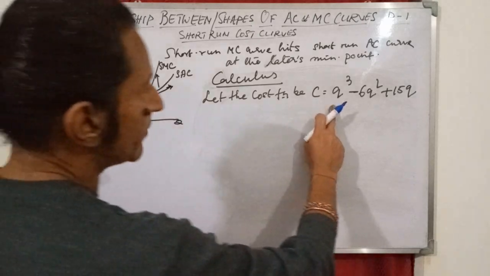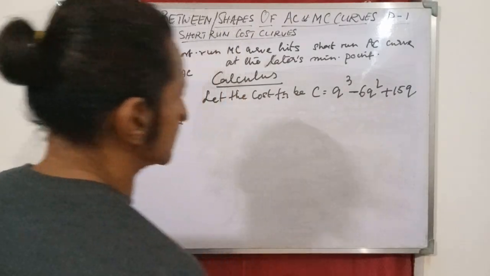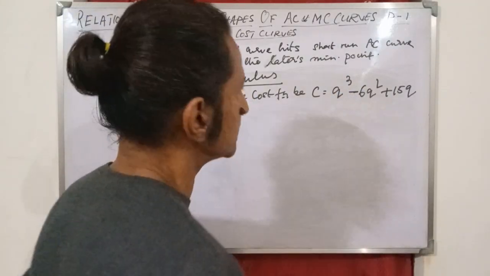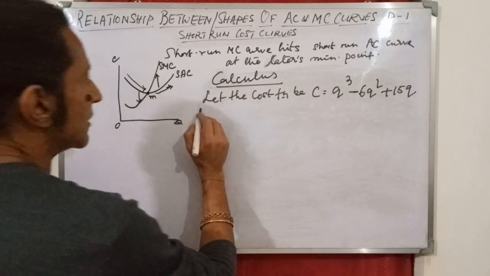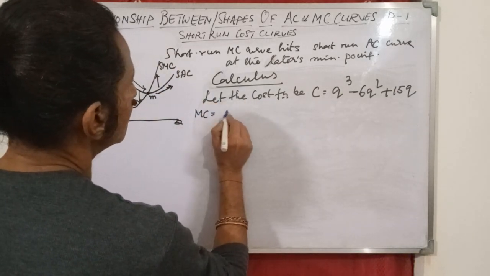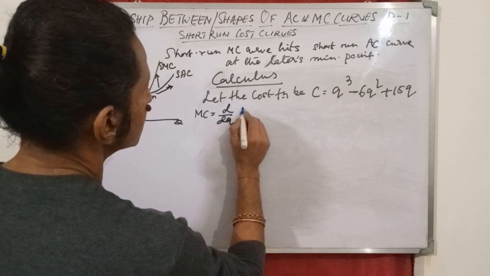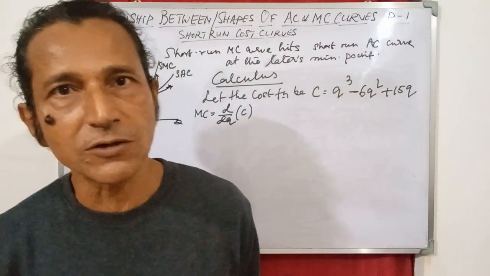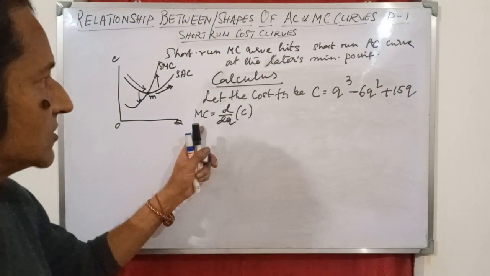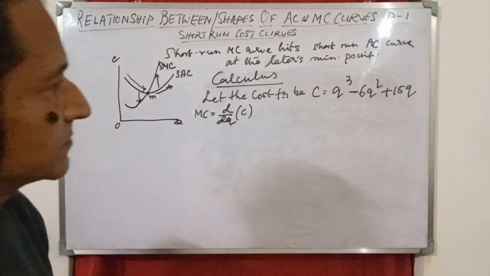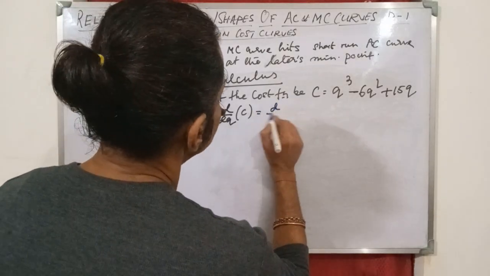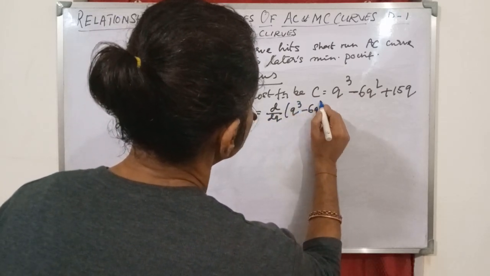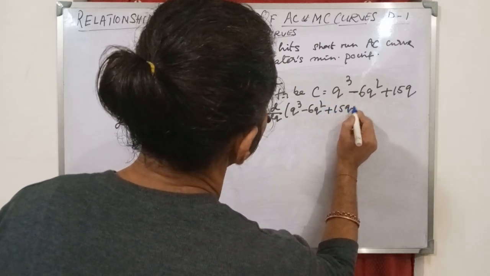Now C equals Q cube minus 6Q square plus 15Q is the cost function, that is, total cost equals Q to the power 3 minus 6Q square plus 15Q. Now marginal cost MC is equal to d/dQ of C. If we differentiate the total cost, we get marginal cost. That is, marginal cost equals d/dQ of C, equals d/dQ of Q to the power 3 minus 6Q square plus 15Q.